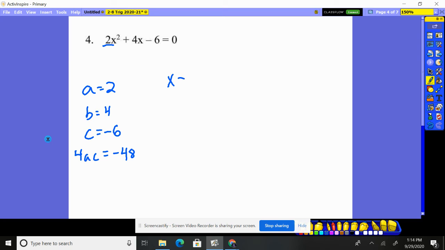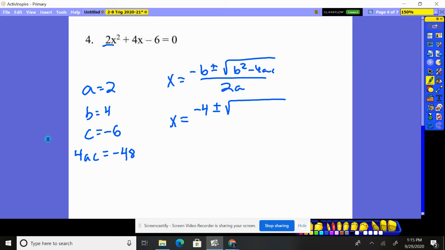So we're going to plug in opposite of B, plus or minus the square root of B squared minus 4AC. Opposite of b, opposite of 4, plus or minus the square root of b squared. So that's 4 squared, we'll go ahead and write 16, minus. Now notice we already did 4ac. So it's minus a negative 48, which, yes, will change to a plus. Over 2 times a, 2 times the a.